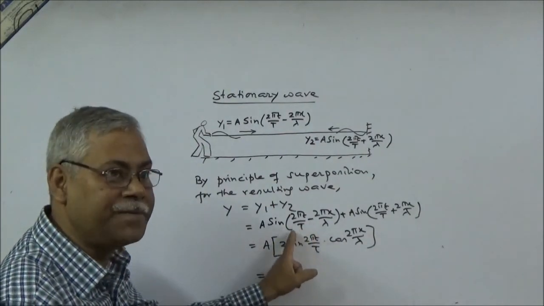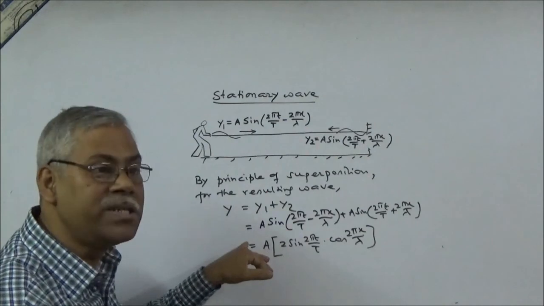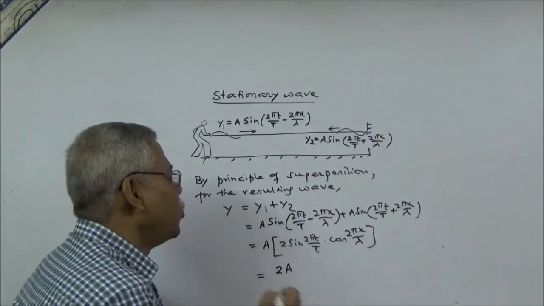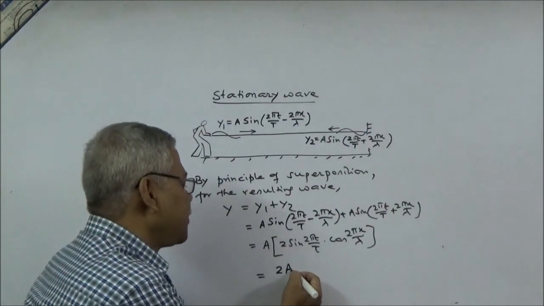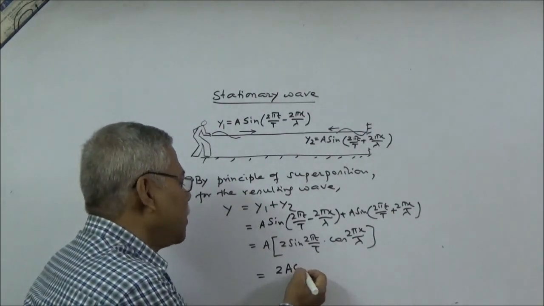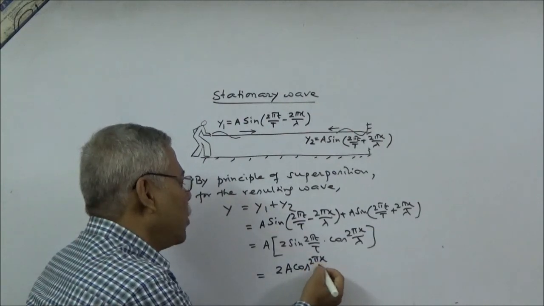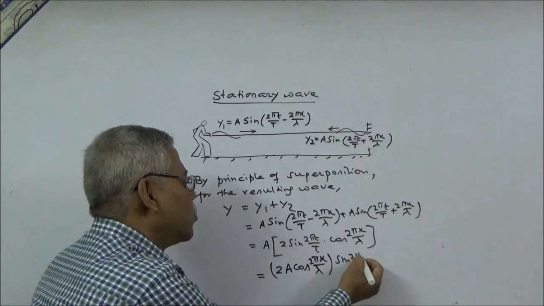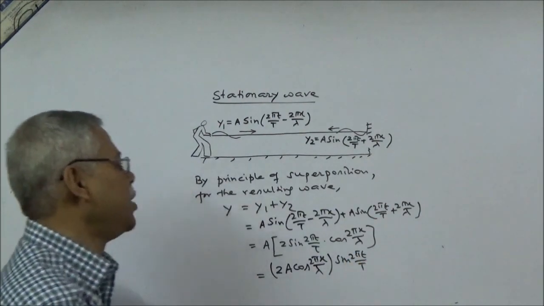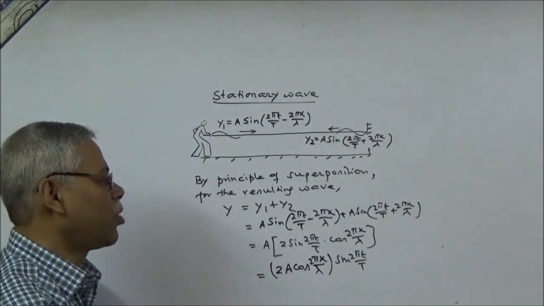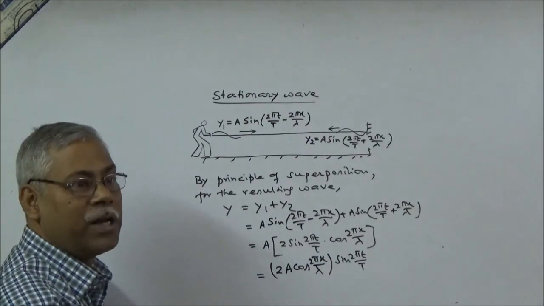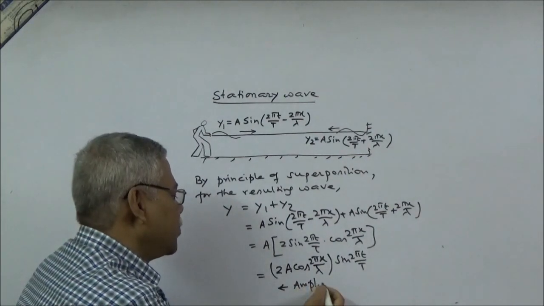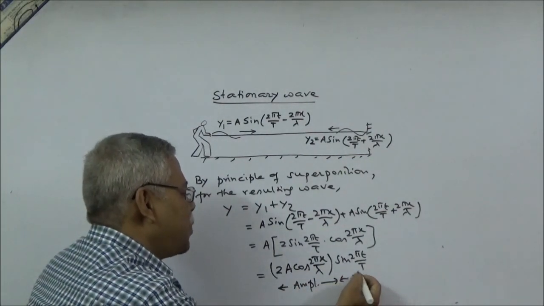Can you see that sine 2 pi t by T is the phase part, and the rest is the amplitude part? So I will write it in this form: 2a cos 2 pi x by lambda sin 2 pi t by T. This is the amplitude part, and this is the phase part.